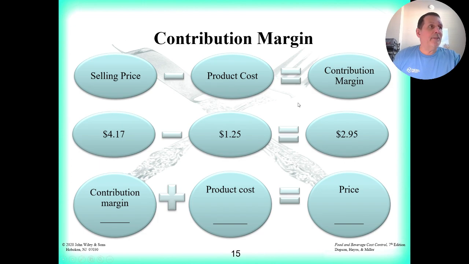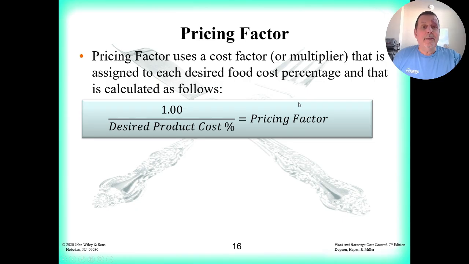Okay. So the next one is the one that confuses the heck out of every single student. All right. It is the pricing factor. The pricing factor is nothing more than taking your food cost percentage method and turning that dreaded decimal into a more user friendly way of doing things. All right. So we're converting that percentage that we would have to divide using the first method into a multiplier.